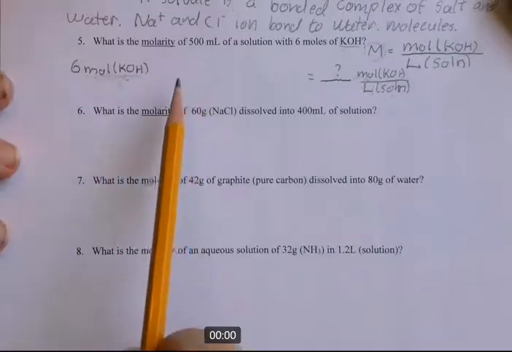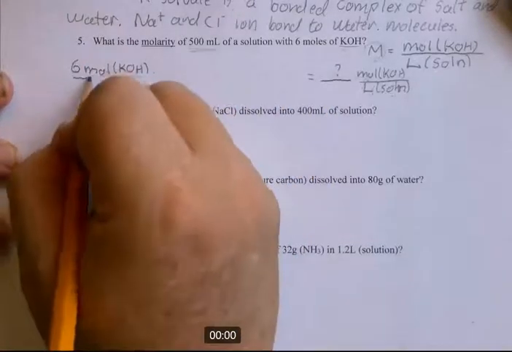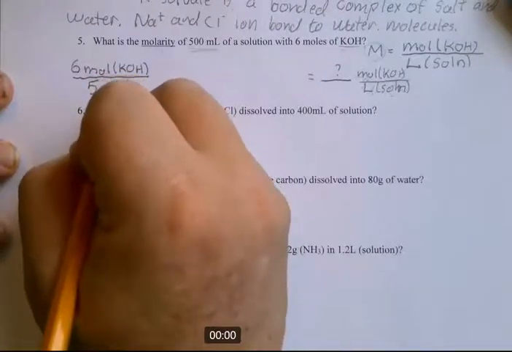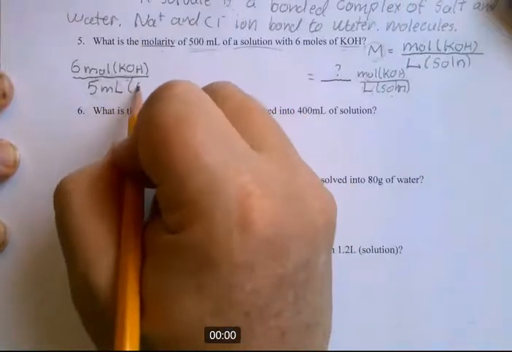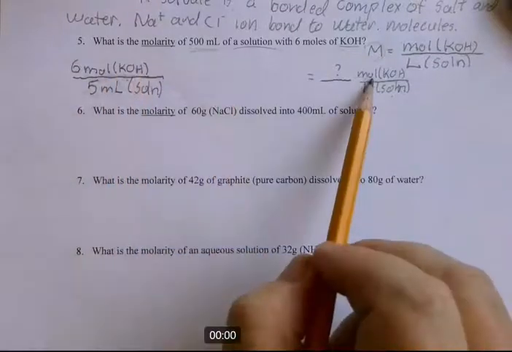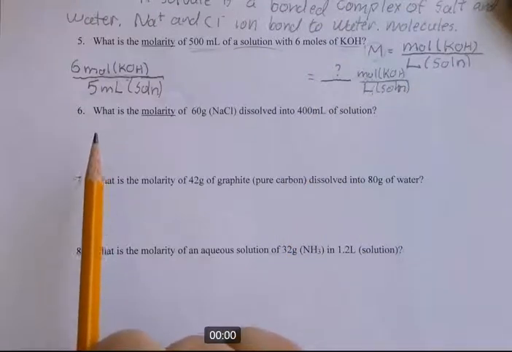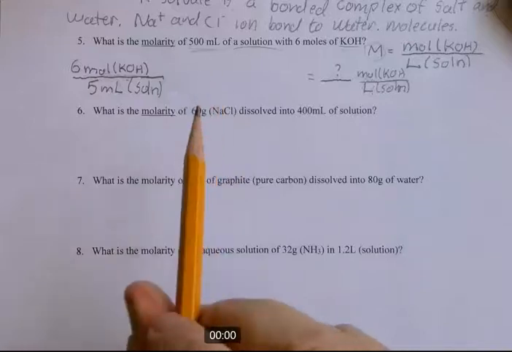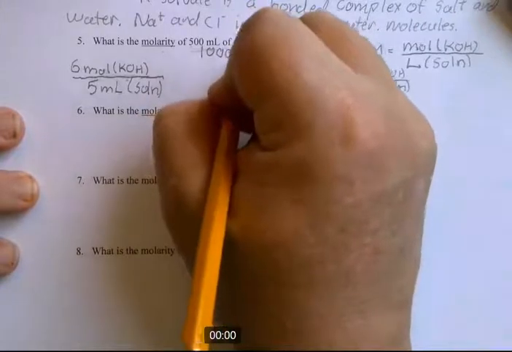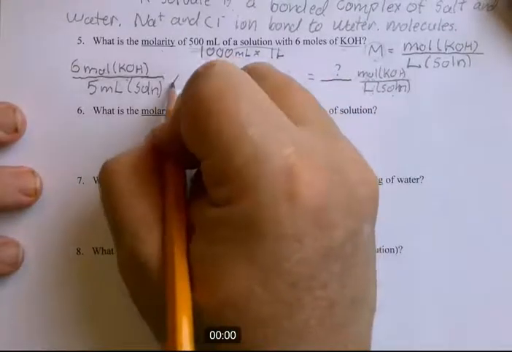Okay, well, it told us that there's 500 milliliters of this solution of 6 mole KOH. So we can put 500 milliliters down here, and it's of solution. Okay, so the top is good. We got to get the bottom to go from milliliters to liters. There's 1,000 milliliters per liter, and we need milliliters to cancel out and liters to be on the bottom. So here's our conversion factor. I'll write it up here first. 1,000 milliliters equals 1 liter.